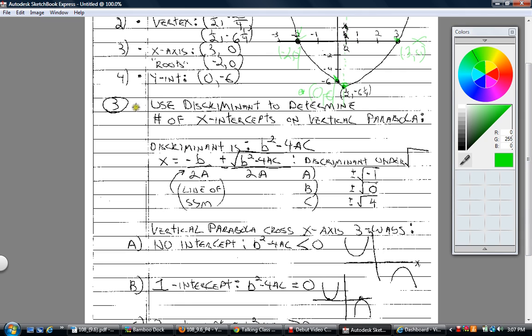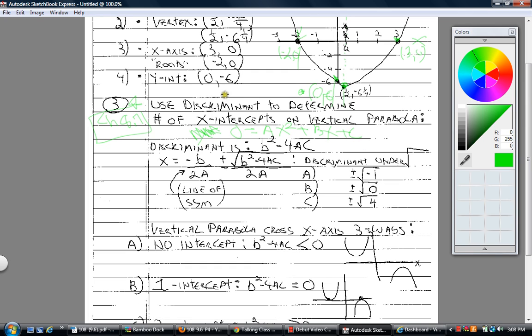Objective 3, we are looking at using the discriminant to determine the number of intercepts on the vertical parabola where it crosses the x-axis. Now I think I've been talking about this. This is from chapter 8.7. This is where I'd recommend you go back, use your class notes, and look at those complex numbers. The discriminant was b squared minus 4ac. This is coming from the standard form of the quadratic equation. Excuse me, why did I put x there? I'm losing my mind. 0 equals ax squared plus bx plus c.